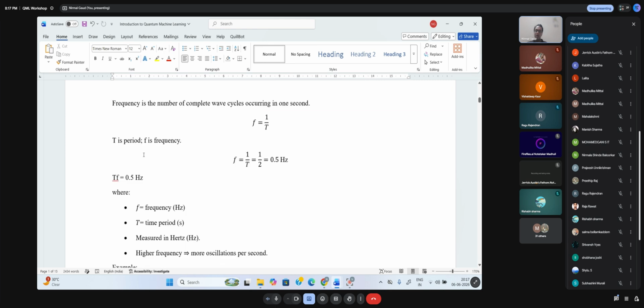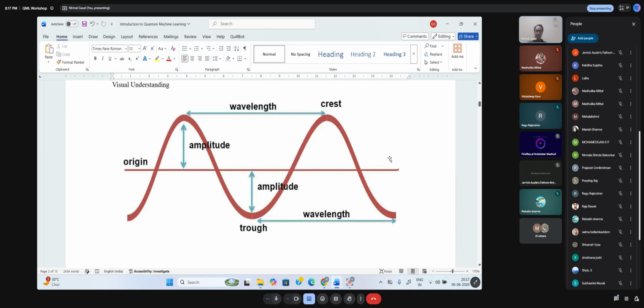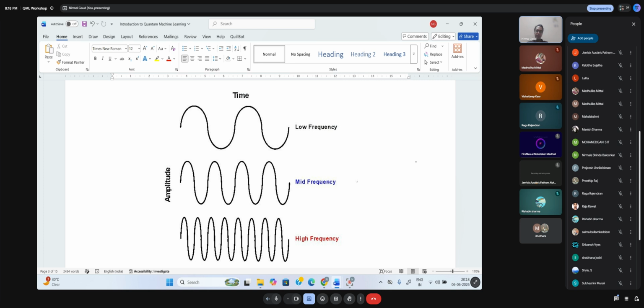Frequency is the number of complete wave cycles, represented by 1 upon time period. It is measured in hertz. You very well know about it. This is how we show a wave: amplitude, and the wavelength, that means the distance between two crests. This is trough. This is crest. From here, the wave has been originated.